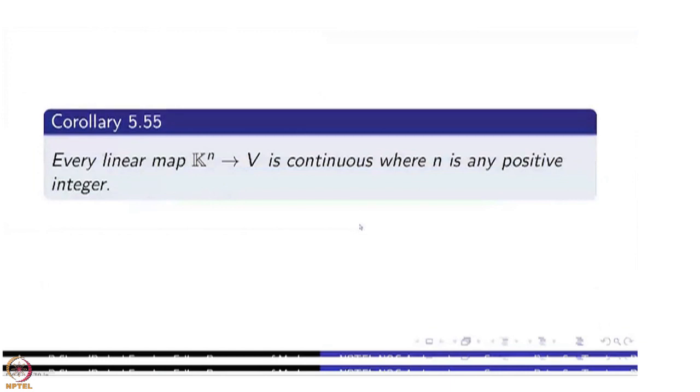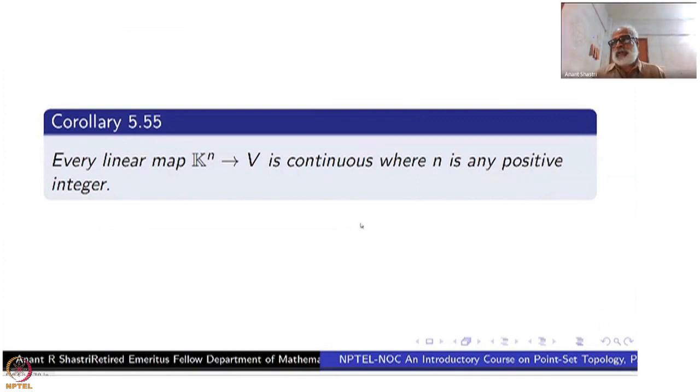Now we have an easy corollary here: every linear map from K^n to V is continuous, where n is any positive integer. This is a special case now. X was an arbitrary space, and we assumed alpha and beta are continuous functions, then the linear combination is continuous. Now I want to say every linear map from K^n to V is continuous. To talk about linear maps, you have to have the domain also as a topological vector space. But you can't replace this by an arbitrary topological vector space. From an arbitrary topological vector space to an arbitrary topological vector space, linear maps may not be continuous. That is why this corollary is important.